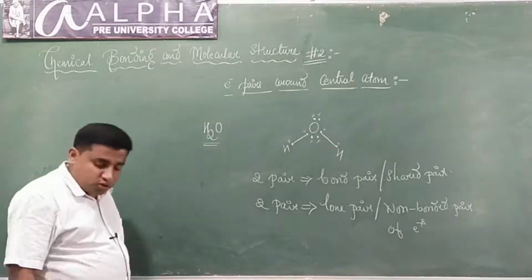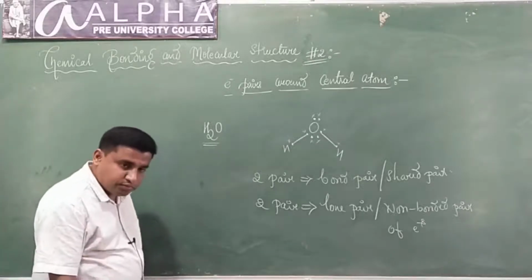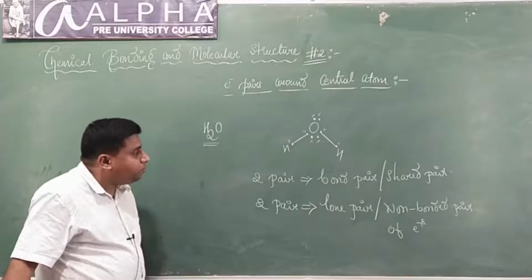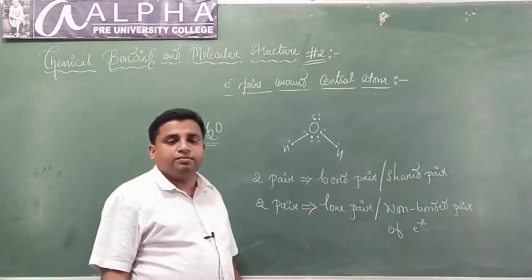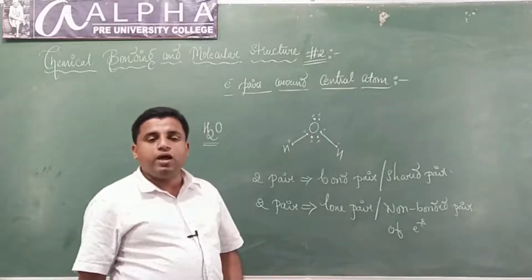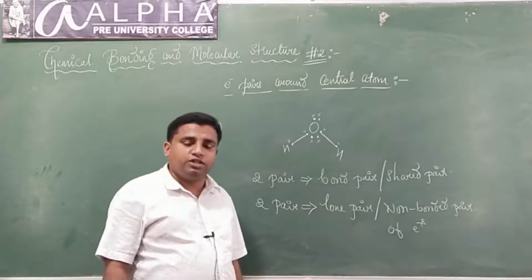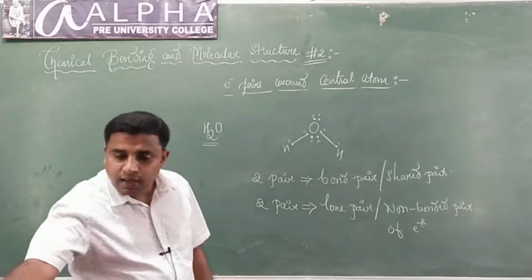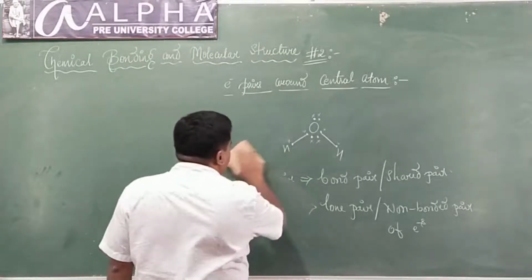Okay, hope you understood, students. We will study about bond pair and lone pair again in a theory called valence shell electron pair repulsion theory, which we'll study in the upcoming videos, no doubt.